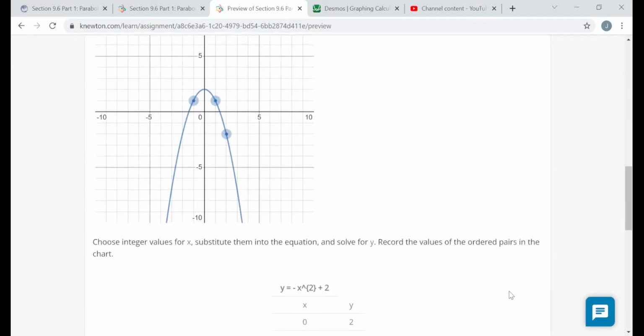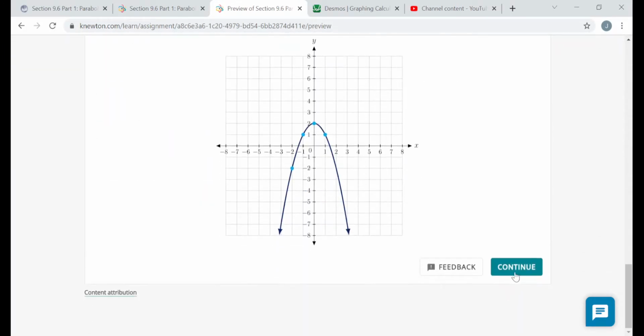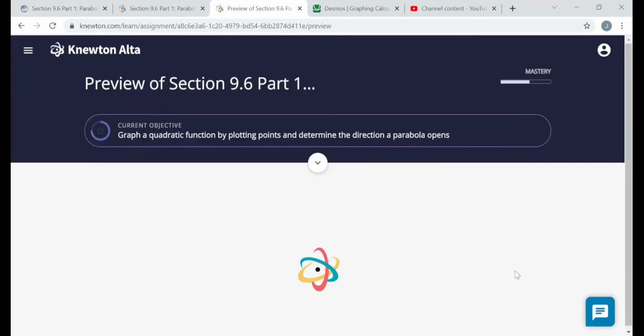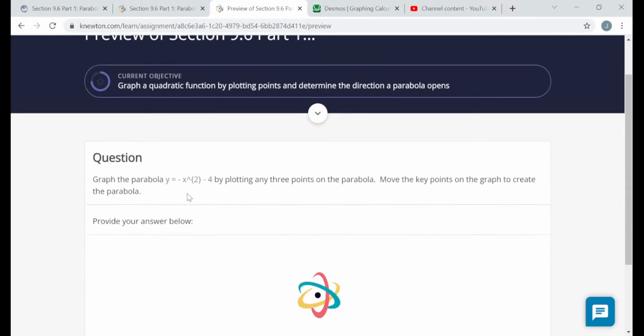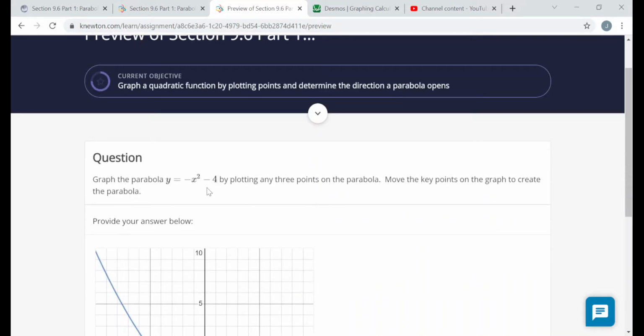And again, please read through the answer explanations. All right, got one more of these. Looks like it's just y equals negative x squared minus 4. Now, if they give you any more complicated stuff, again, just find 3 points. Just find 3 ordered pairs and move these points around to them.